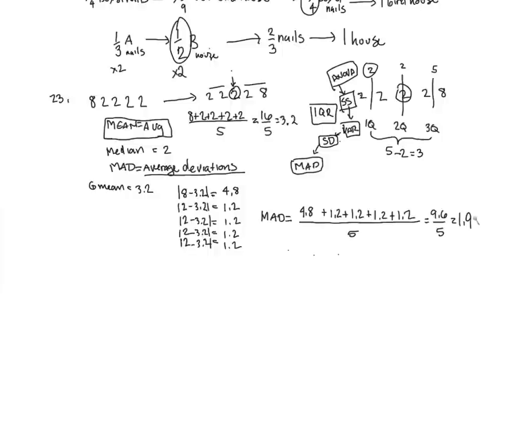Yeah, 1.92. Okay, so this number here, like I said, what this number is actually telling us is it's more or less telling us how far these numbers are on average from this middle point, which is 3.2. Okay, later on, we're going to see this in different ways. So even if you don't totally understand it, this is why you at least have to do the exercises.